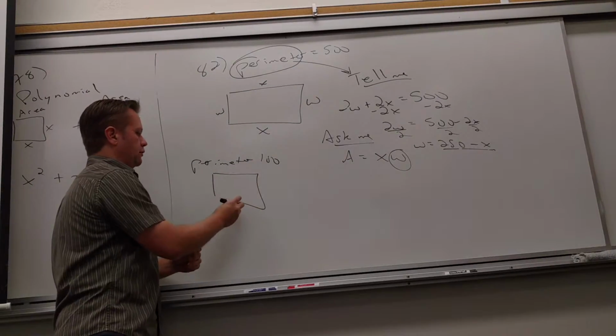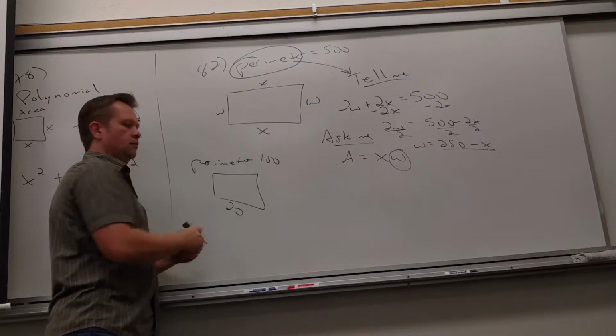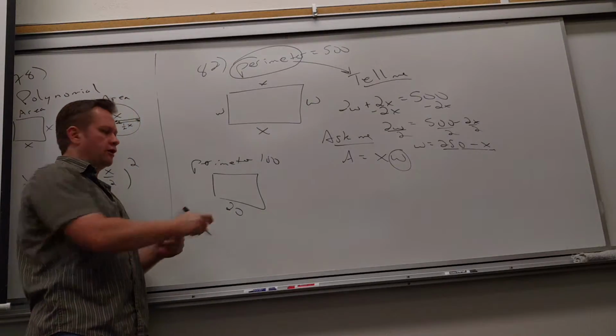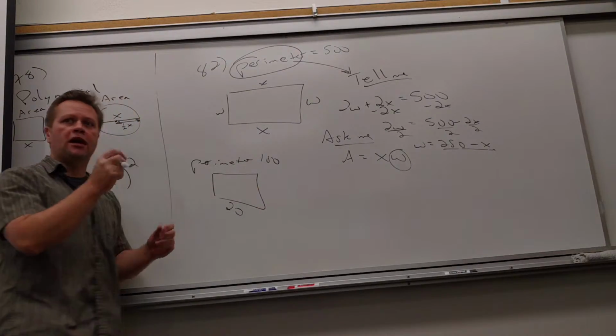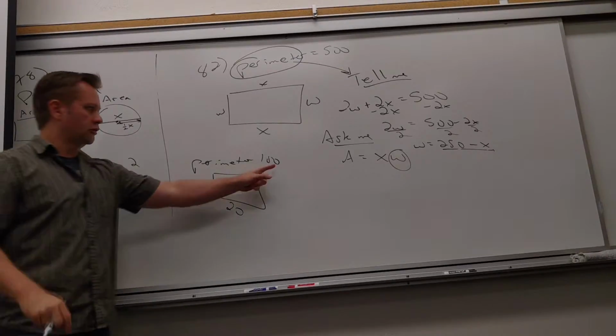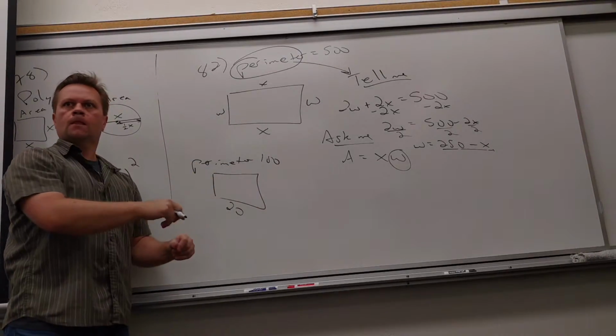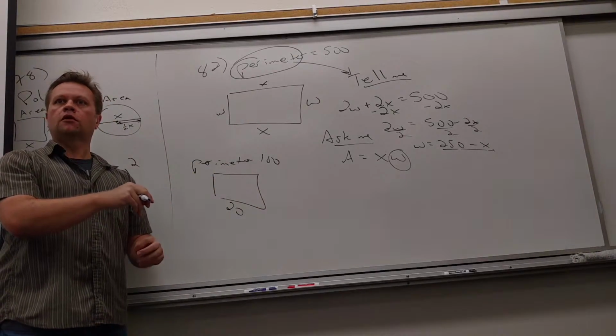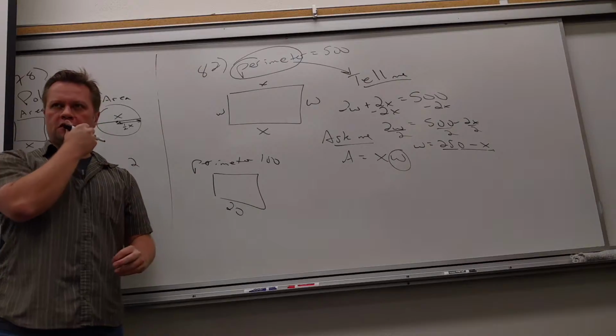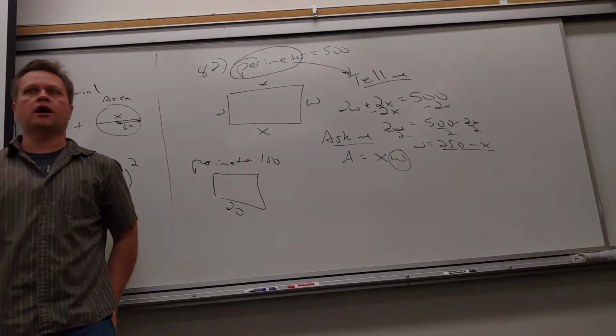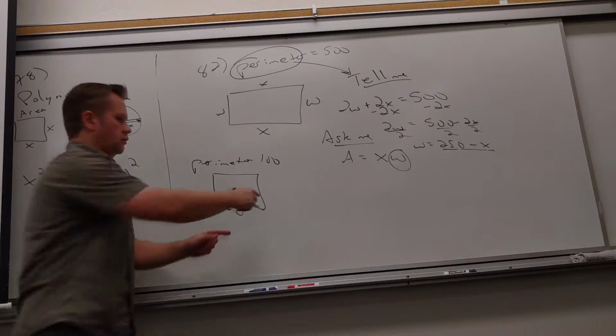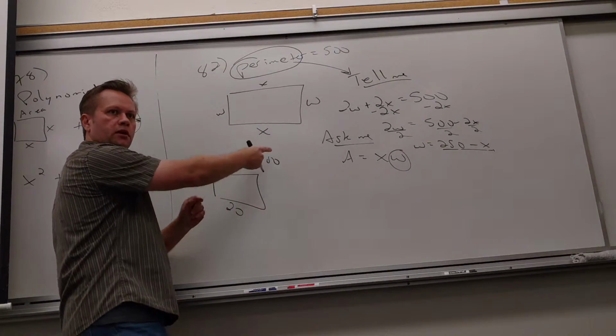So if I told you this side was 20, can you guys figure out what that side must be? 80? Can't be 80. The perimeter's 100. 40? No. Think about it. It's got to be 30. Why? Because 30 and 20 is 50. Another 50 would make 100.